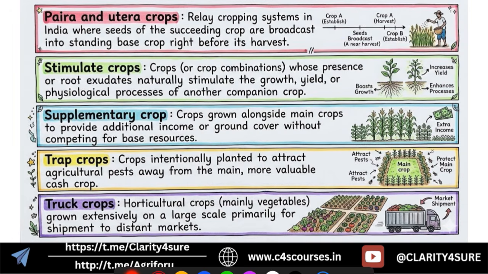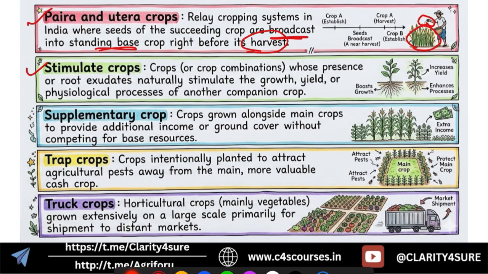Okay. Next are the Paira and Utera crops. This is relay cropping only, and it is a specific name that we use in our region. Relay cropping system is in India where seeds of the succeeding crop are broadcast into the standing crop right before its harvest, right? So this crop is there in the field and we are broadcasting the new seeds of a different crop before its harvest.